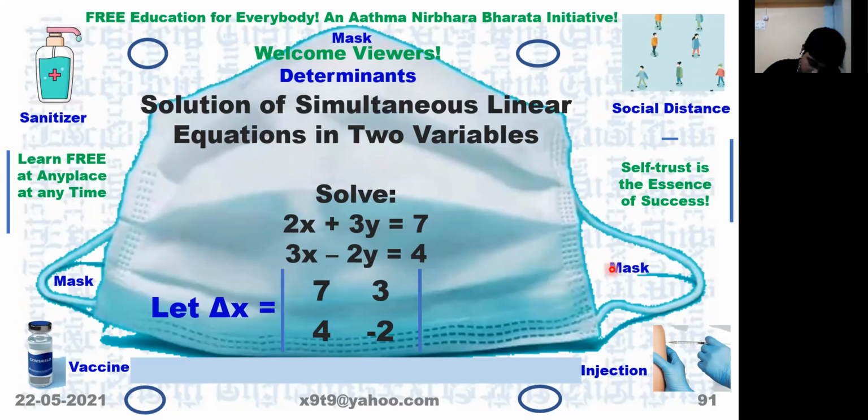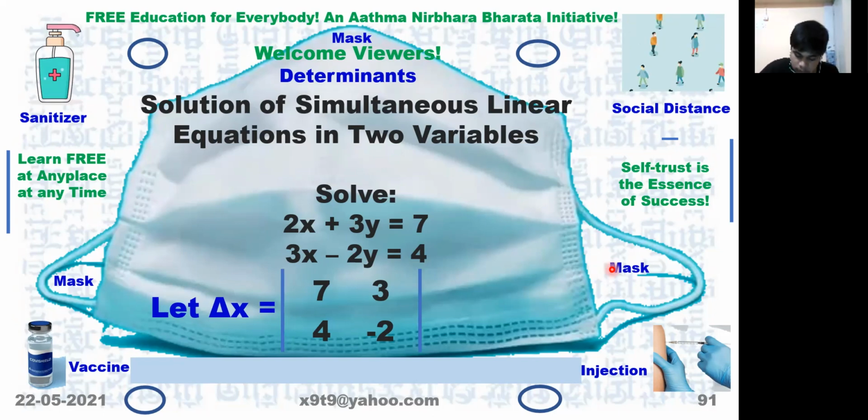Delta y is equal to 2 into 4 minus 3 into 7. 8 minus 21. So delta y is equal to minus 13.